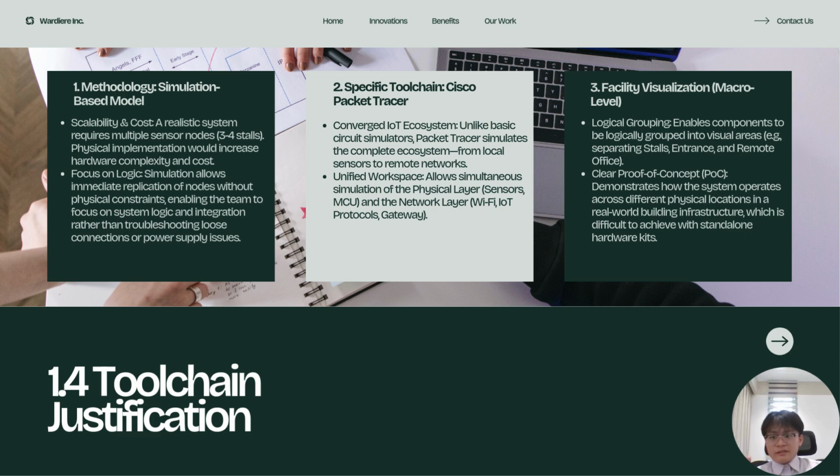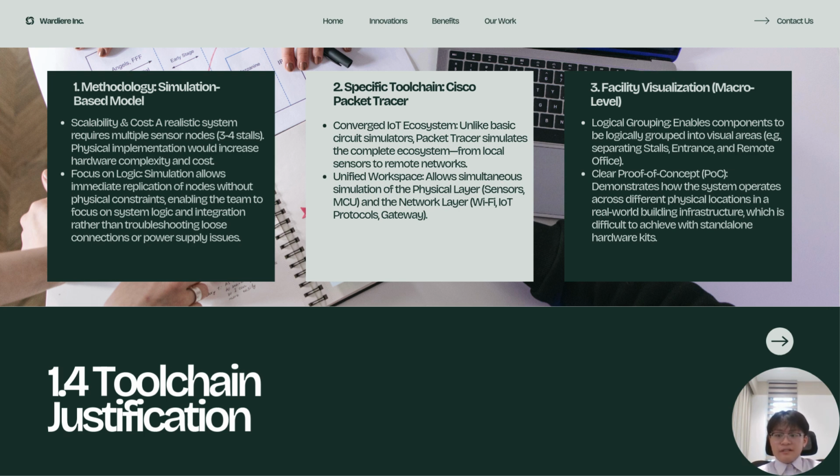So next, I will explain our tool-chain justification. For this project, we select a simulation-based methodology rather than using physical hardware. The primary reason for this choice is its scalability and replication. A realistic restroom monitoring system is not just a single device, it requires multiple similar sensor nodes to cover 3 to 4 different stores simultaneously.